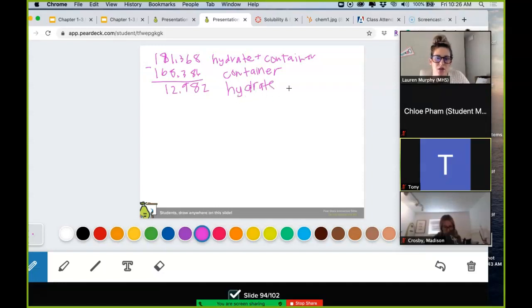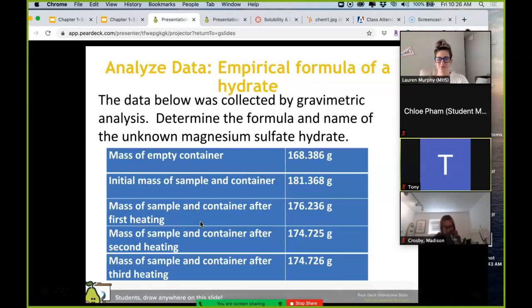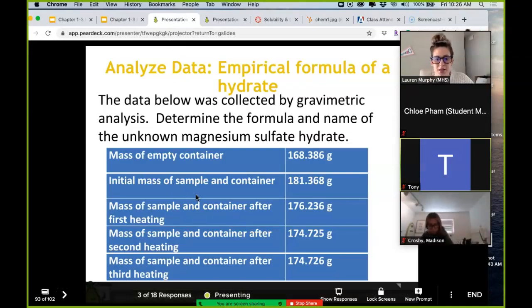Now remember, the hydrate has the salt and the water attached to it. We don't know how many waters. It's going to be our job to find that out. Okay, so now what they've done, if you look at this data table, is heat it. They take the sample and they heat it a couple of times.